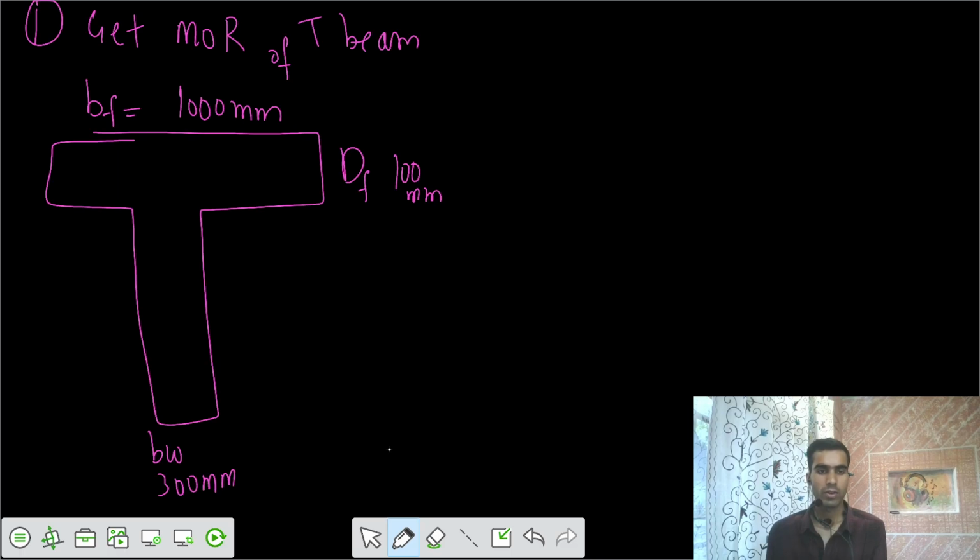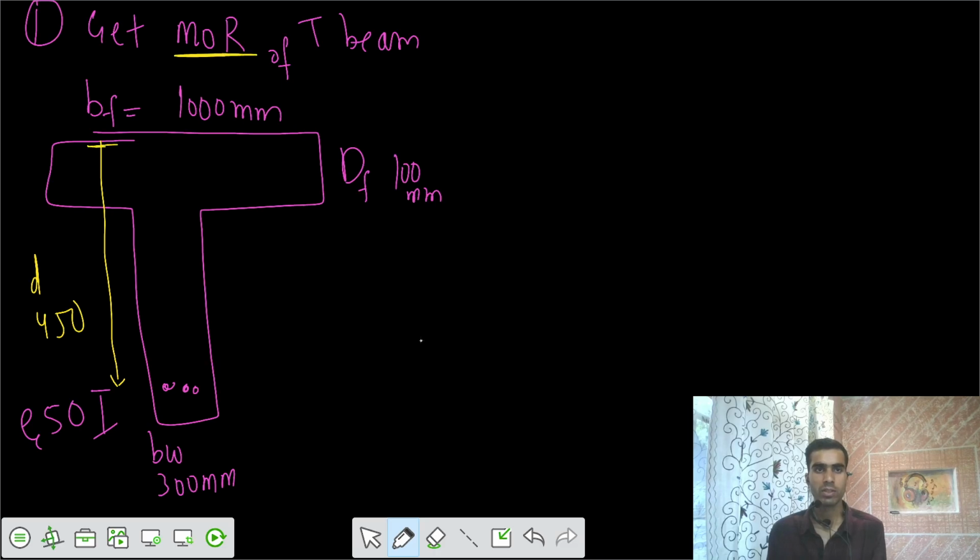And there is an effective cover also, 50 millimeters. Effective cover of 50 millimeters, and the small d is 450. This is 450. And we need to get the moment of resistance.